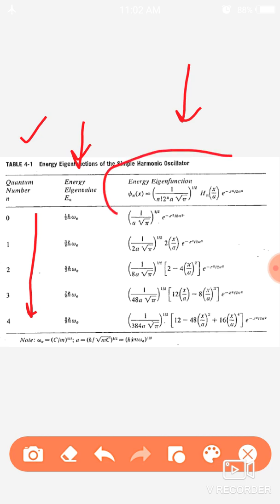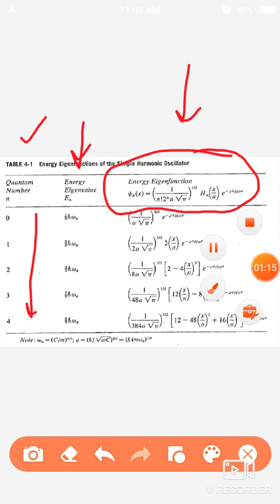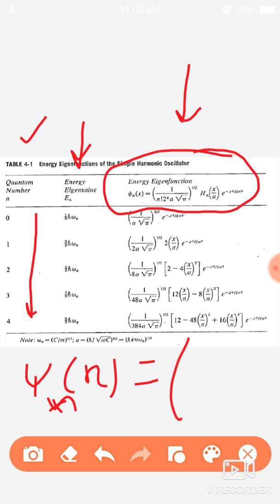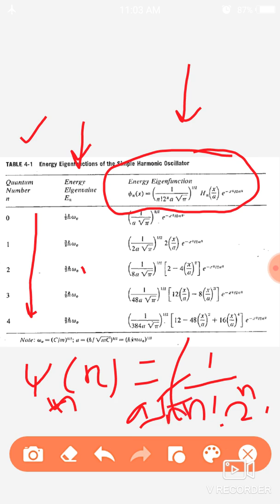Let's see, this is the expression for a harmonic oscillator, which is simply equal to psi x equal to 1 upon factorial n into 2 raised to the power n into a into under root pi, power 1 upon 2, and this is our expression for the energy distributions corresponding to the functions.